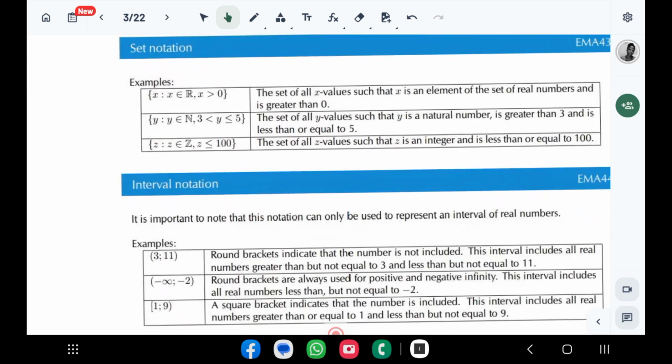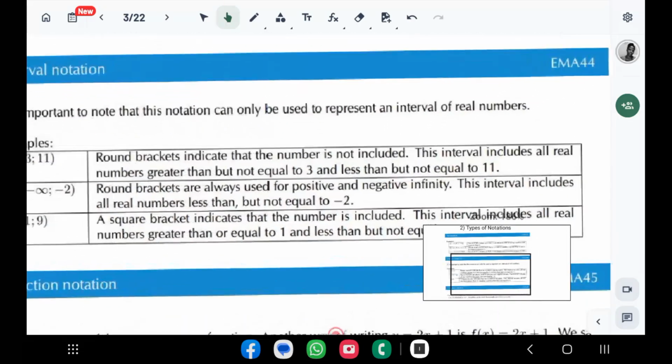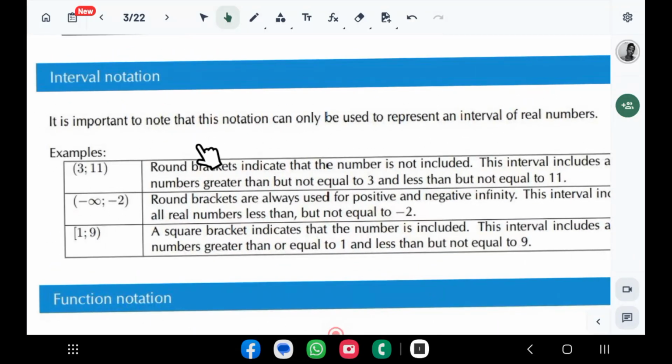Now let's look at the next notation. That is called the interval notation. Notice something that is important.